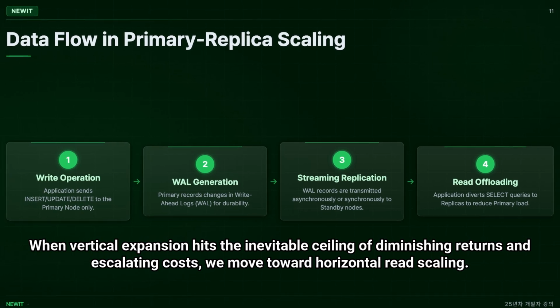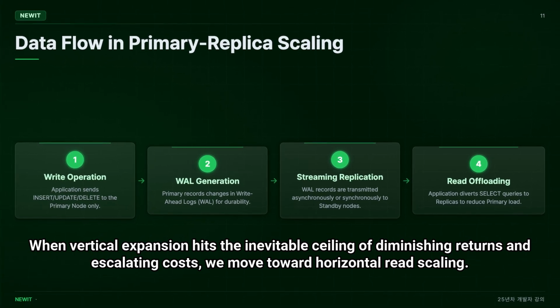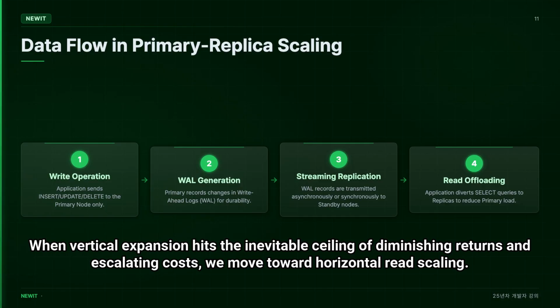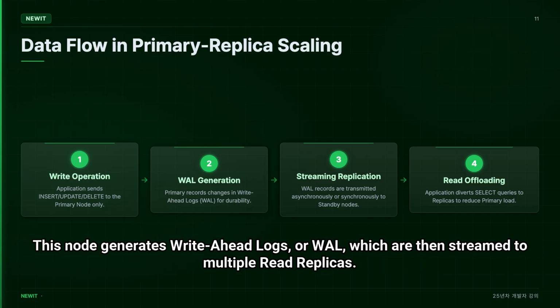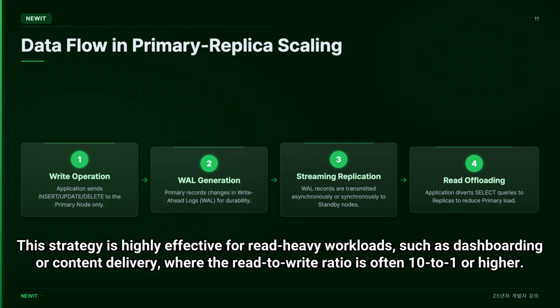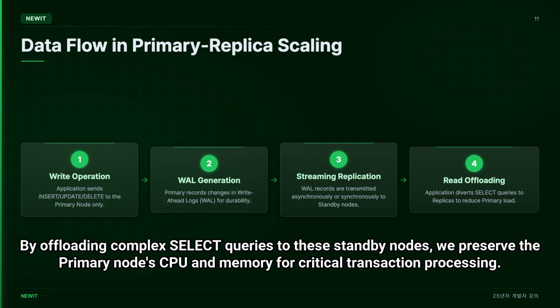When vertical expansion hits the inevitable ceiling of diminishing returns and escalating costs, we move toward horizontal read scaling. In a typical primary replica architecture, all write operations, INSERT, UPDATE, and DELETE, are directed to a single primary node. This node generates write-ahead logs, or WAL, which are then streamed to multiple read replicas. This strategy is highly effective for read-heavy workloads, such as dashboarding or content delivery, where the read-to-write ratio is often 10:1 or higher.